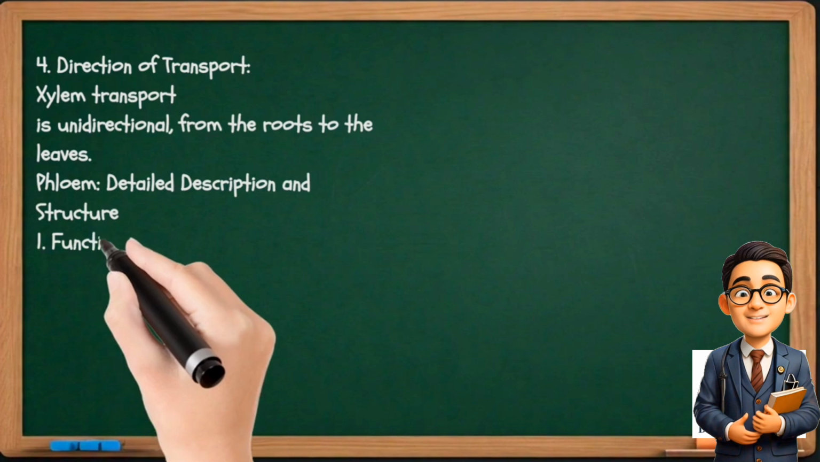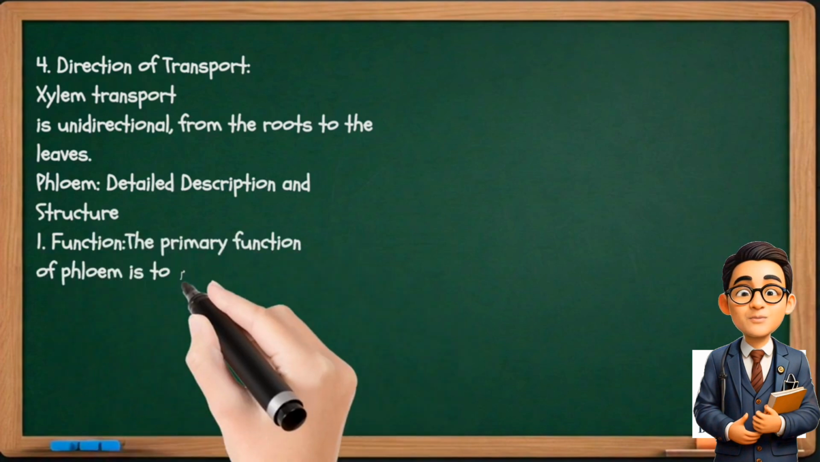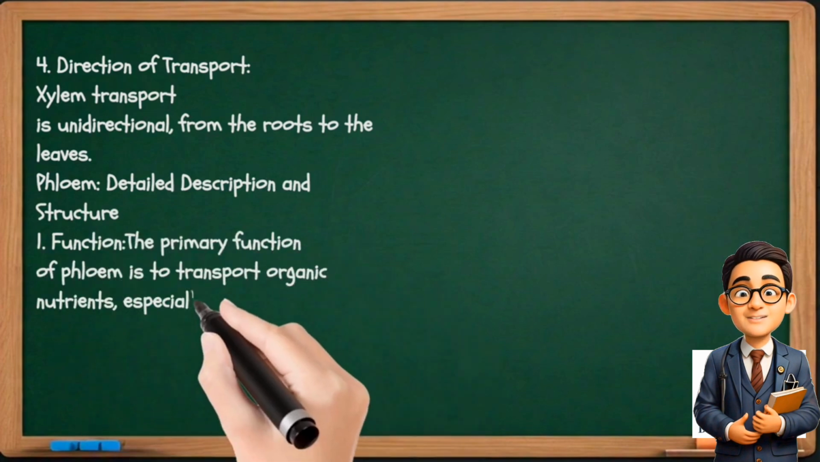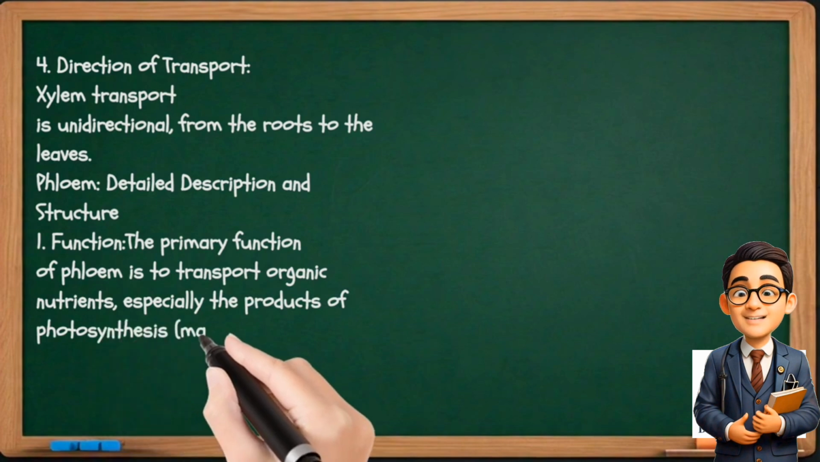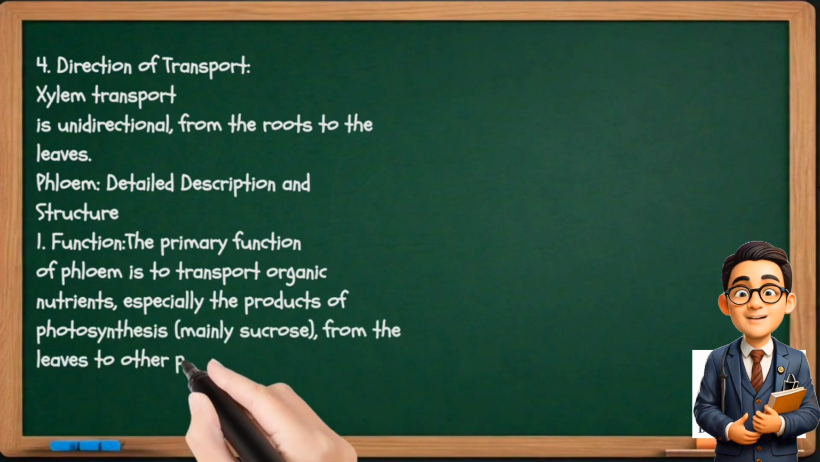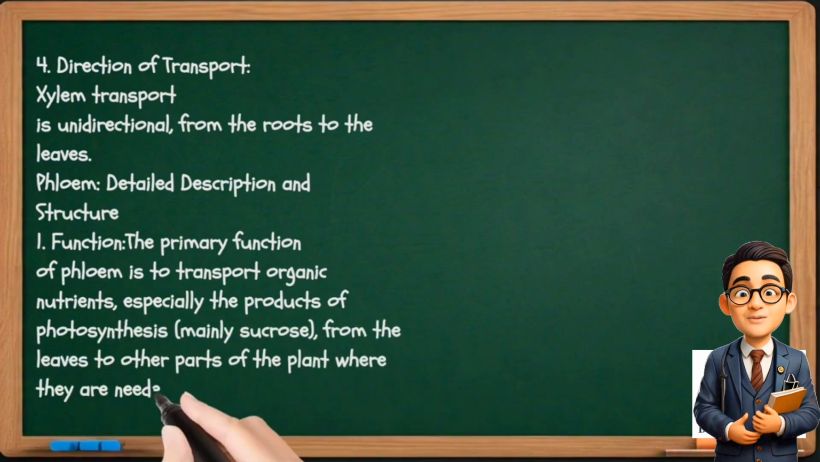Phloem. Detailed description and structure. 1. Function. The primary function of phloem is to transport organic nutrients, especially the products of photosynthesis, mainly sucrose, from the leaves to other parts of the plant where they are needed or stored.